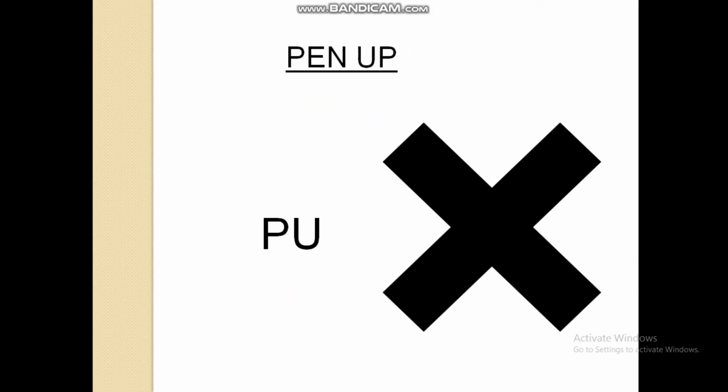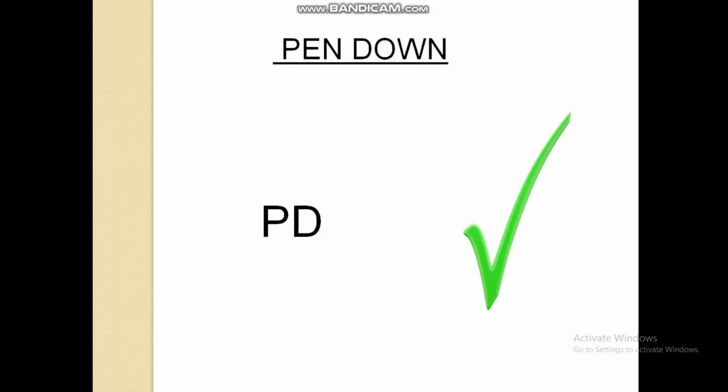Pen up. PU is the abbreviation of pen up. It sets the turtle to move without drawing. Pen down. PD is the abbreviation of pen down. It resets to a drawing pen when ordered to move.